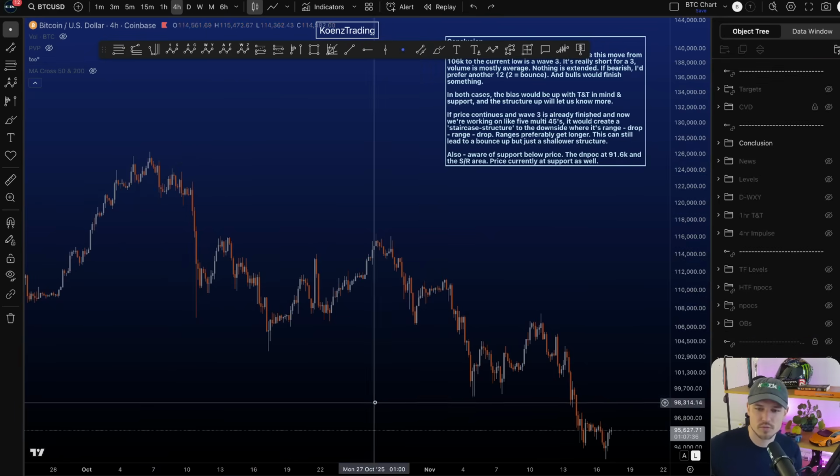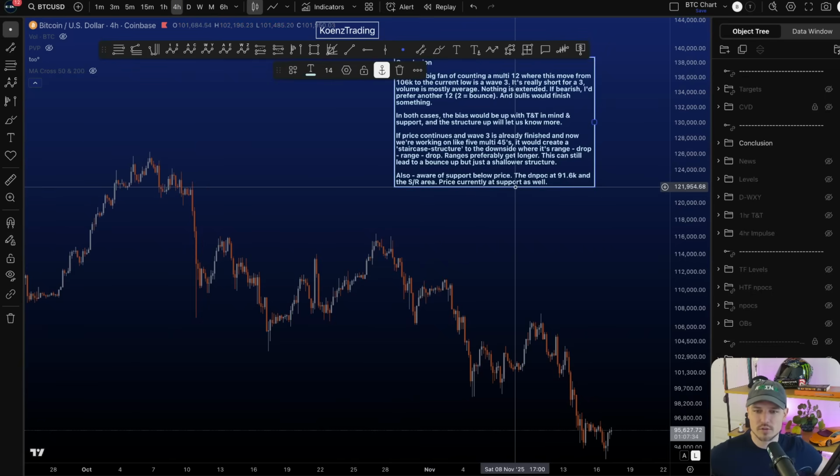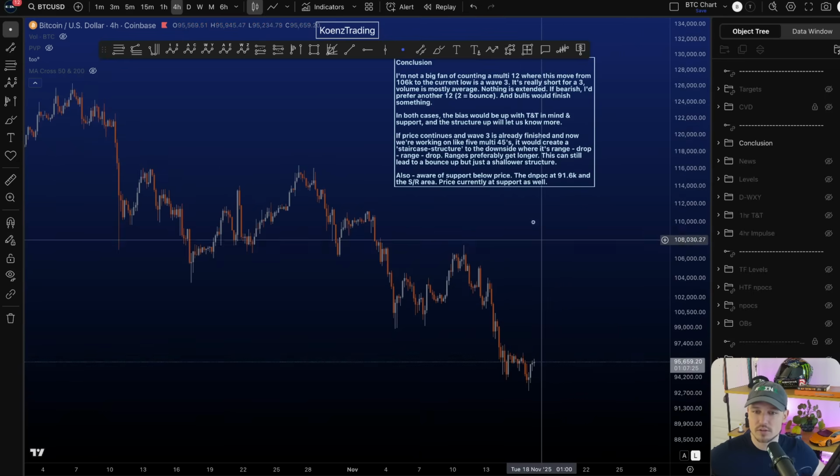Alternative would be WXY. So also be aware of the support below price, the daily naked point of control at 91.6K, and the SR area below that around 90, 89. And price is currently at support as well. So yeah, that is it.